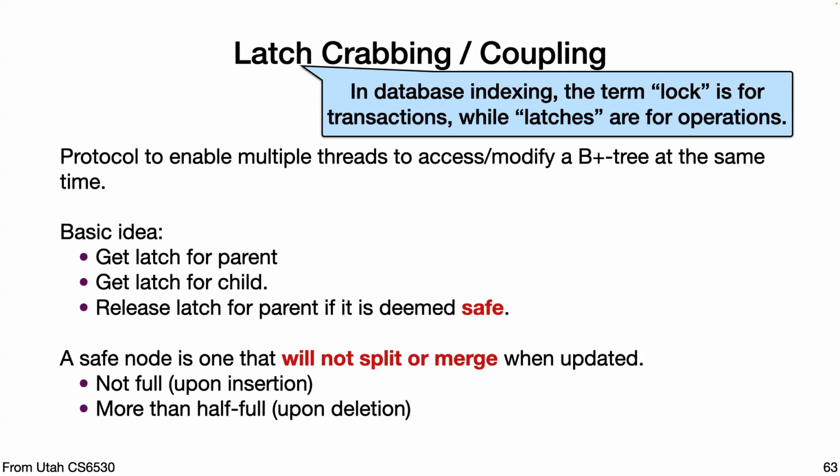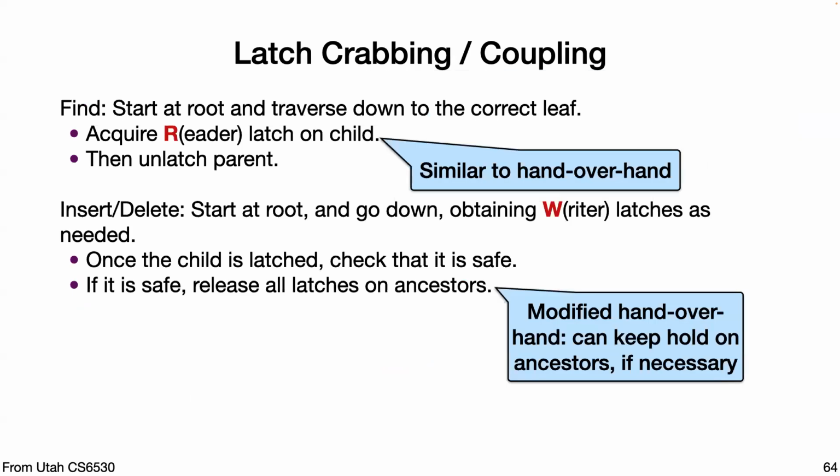The condition for safe is that if you're inserting, it's not full. And if you're deleting, then it's more than half full. So you have enough space either to insert or delete. Okay, so for finds, it's very straightforward. You start at the root and you just keep grabbing the reader locks on the way down. And then you unlock the parent, and there's no issues of safety because you're not writing. So that is pretty much exactly like hand over hand, but just top down.